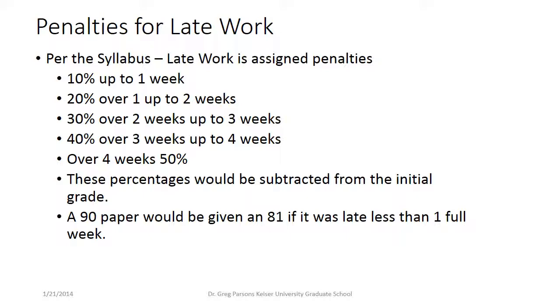Just to review late policies, the paper that I was reviewing did not have any issues with this, but if your paper comes in late after the deadline, up to 1 week late, it's 10% off. 1 to 2 weeks late, 20%. 2 to 3 weeks, 30%, and so on. So for an example, if the paper that we just looked at got a 90 and it was turned in after the deadline on Sunday, say it was turned in on the following Wednesday, it would have lost 10%. 10% of 90 was 9. 90 minus 9 is 81.